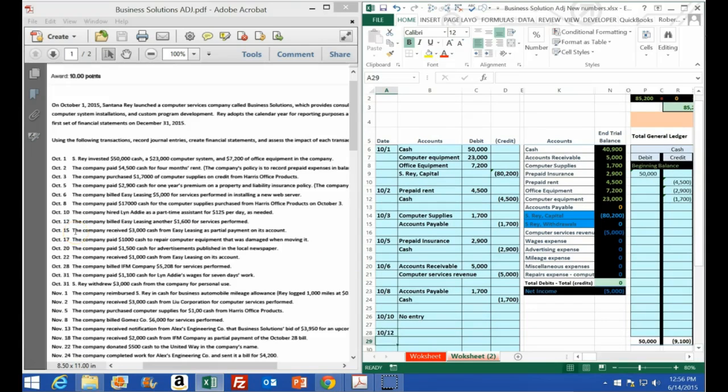Then on 12/12, the company billed Easy Leasing another 1/6 for services performed. So is cash affected? In this case, no, because we billed them. We didn't get paid yet. So we just sent the invoice out in the mail. You can imagine us sending our invoice out, which is a bill to them, invoice to us. And therefore, what did we get instead? Not cash. We got an IOU. They owe us money.